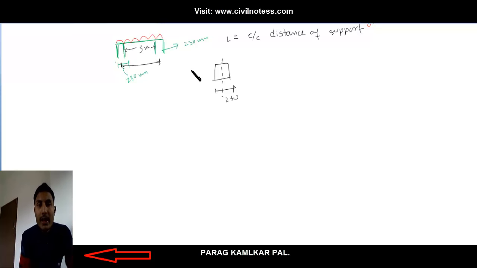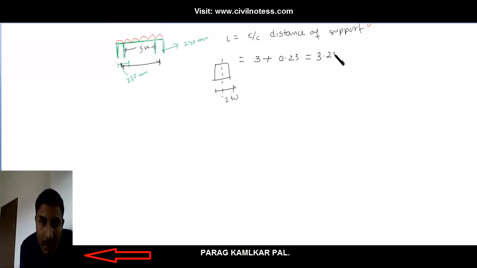So now what exactly this calculation is, in a different manner: half of 230 is nothing but 0.23. So the center distance is 3 meter plus half of both the supports, 0.23. That means half of this and half of this. So that means 3.23 meter is the total length which we have to use.